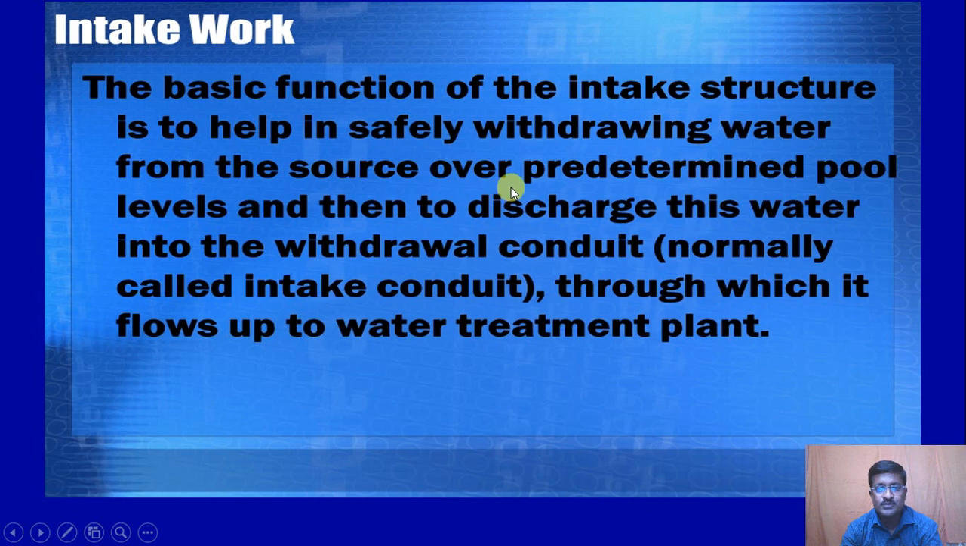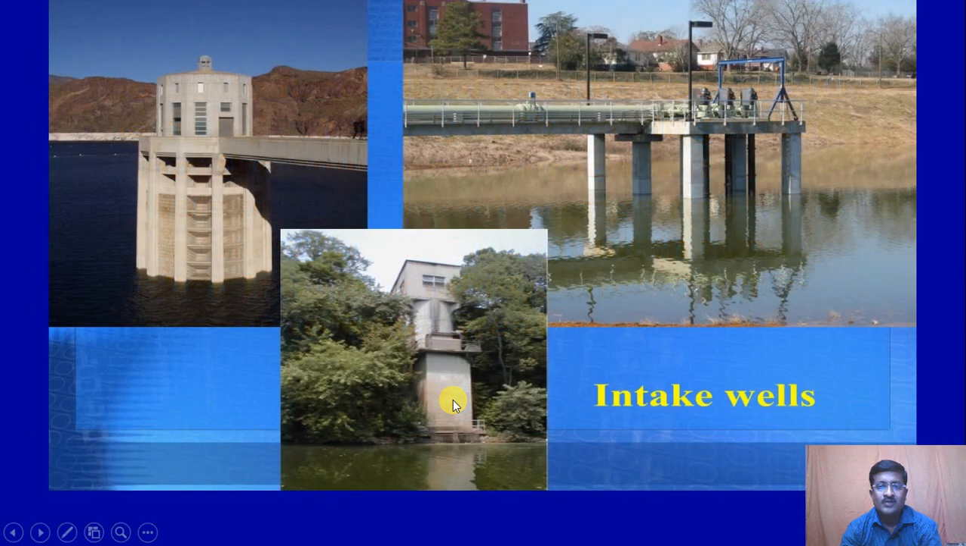water from the source over predetermined pool levels, and then to discharge this water into a withdrawal conduit, normally called the intake conduit, through which it flows up to the water treatment plant. Second, these are the various pictures which show how the water is lifted. This is the intake well in the water, and from this intake well the water is lifted. Everywhere you can observe the water is present there.